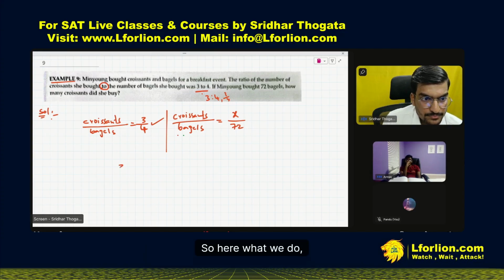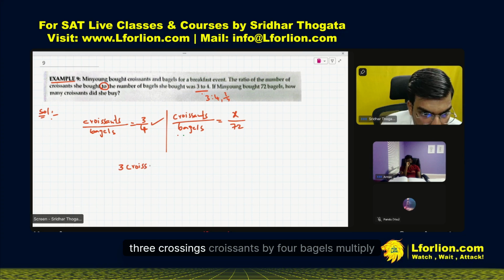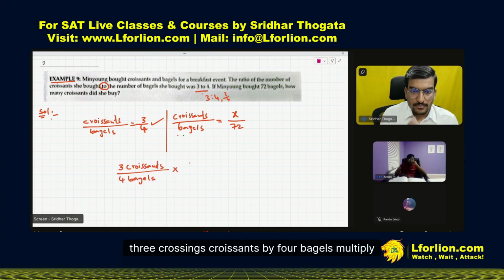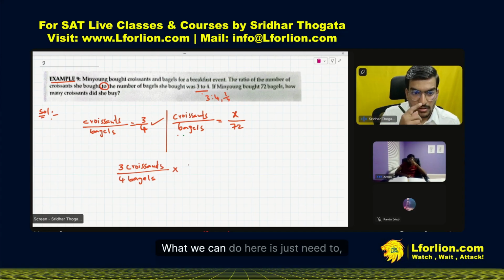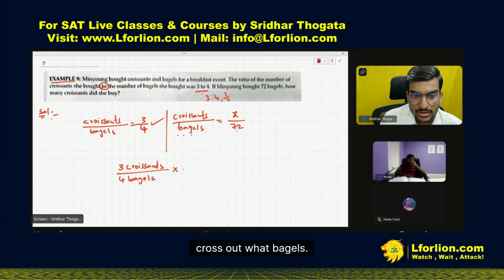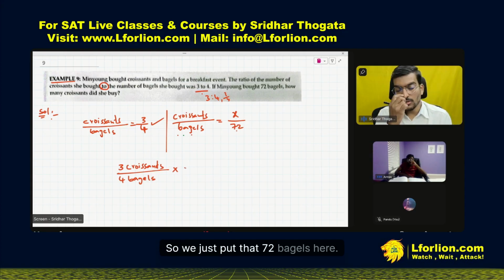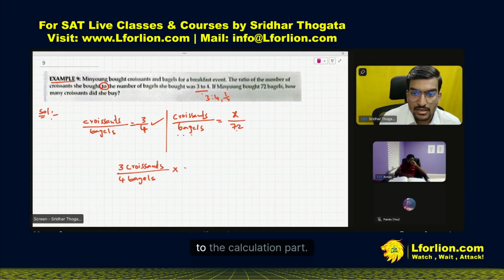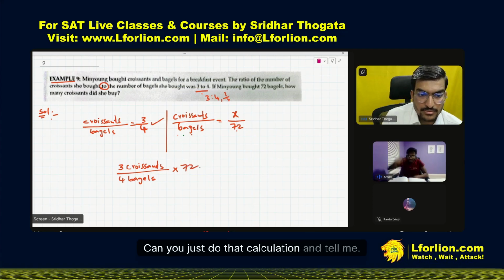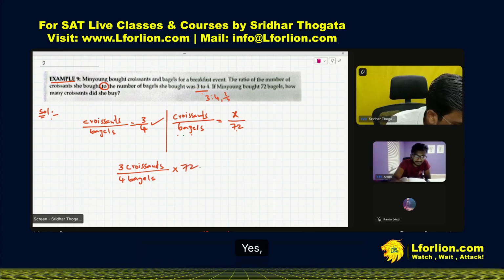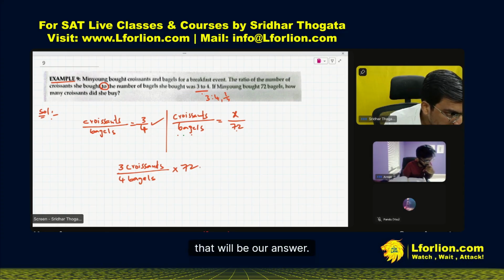So here what we do, 3 croissants by 4 bagels, multiply by, we just need to cross out the bagels. So we put that 72 bagels here and do the calculation part, we get the croissants. Can you do that calculation and tell me quickly? 54. Yeah, that will be our answer.